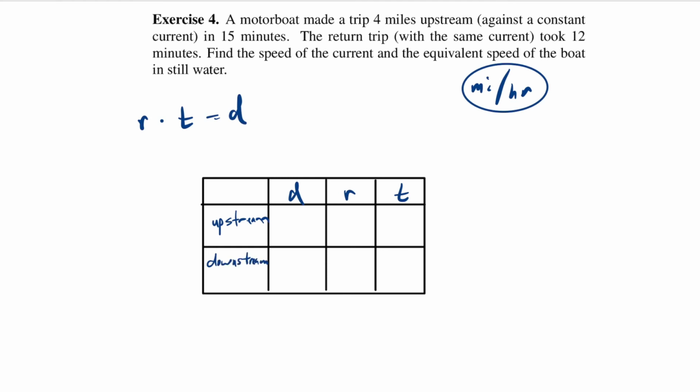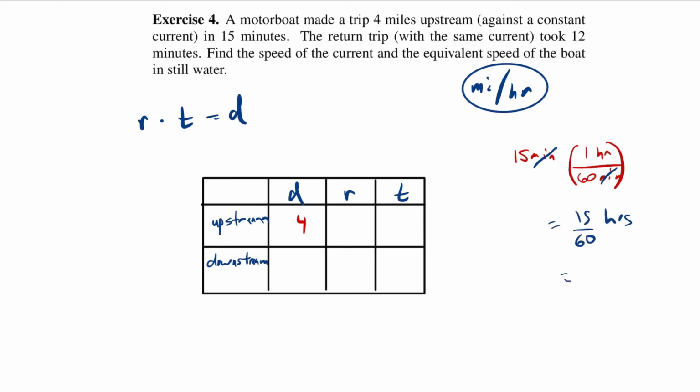And it took 15 minutes. Well, how do we convert minutes to hours? We got 15 minutes. We multiply by the ratio of 1 hour for every 60 minutes. And so that gives us 15 over 60 hours, which is 1/4. So this would be 1/4 of an hour.